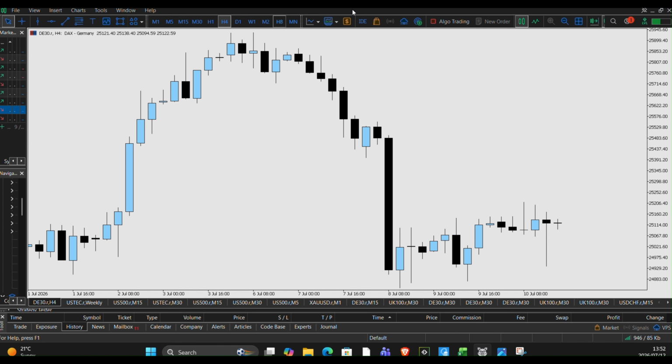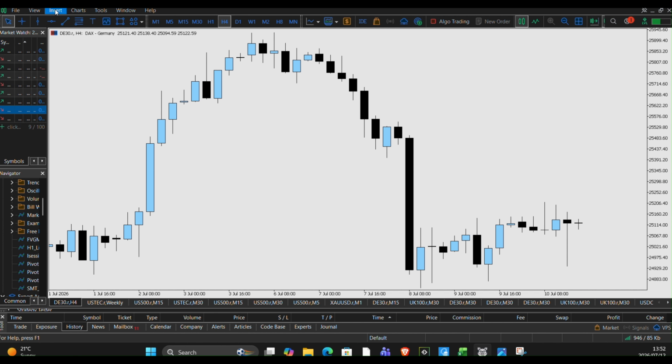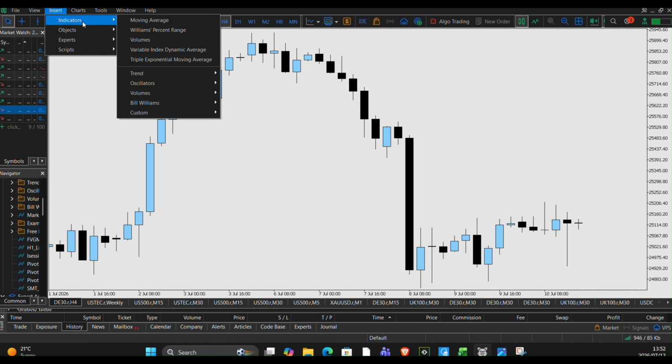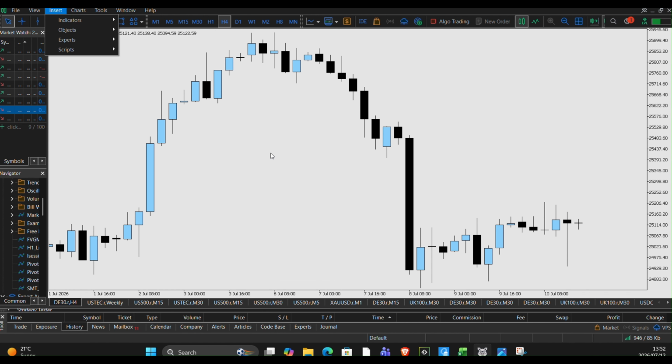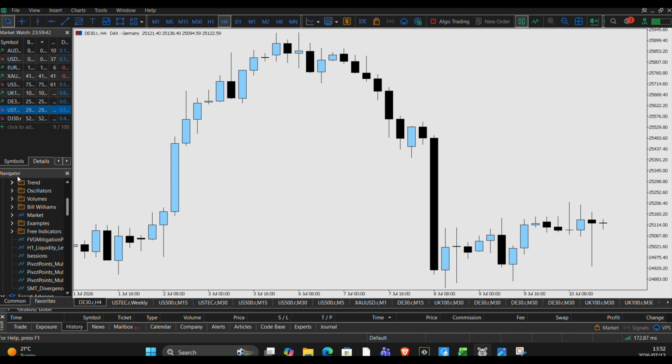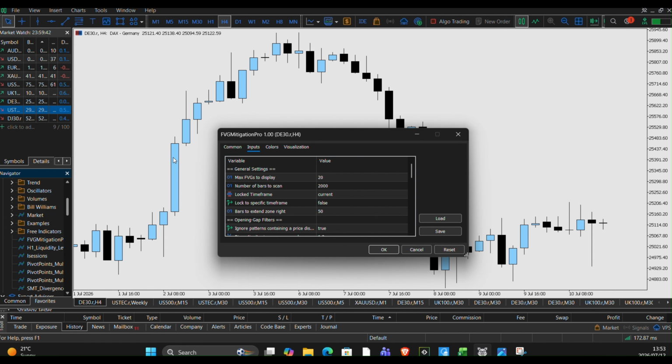So yeah, let's get into the indicator now. You can either look into your insert indicators and look for it there, usually in custom, after you run it on your system. Otherwise you can look at it through the navigator, FVG Mitigation Pro. And yeah, so let's get started here.